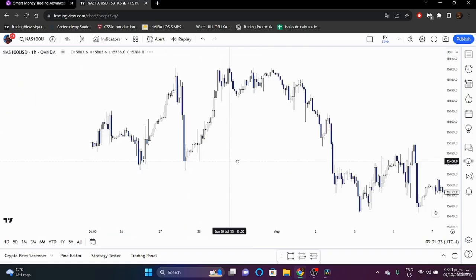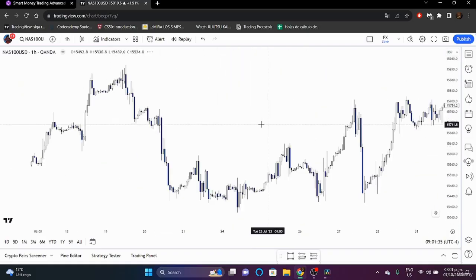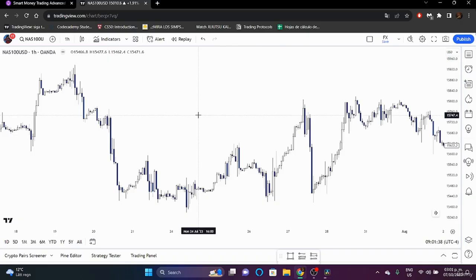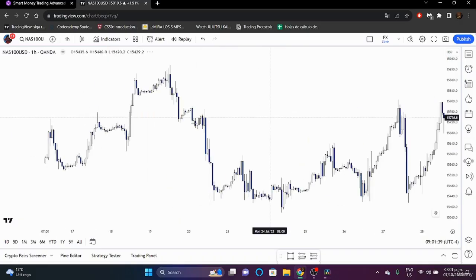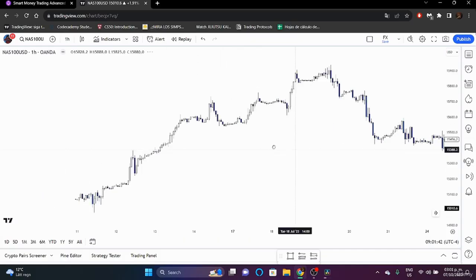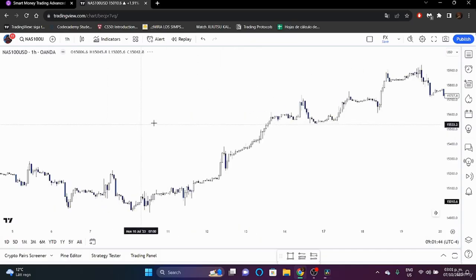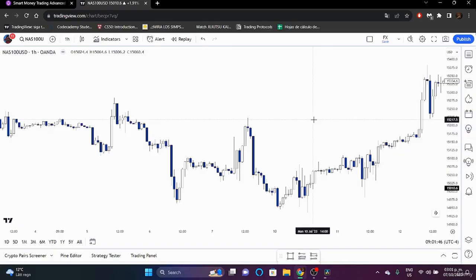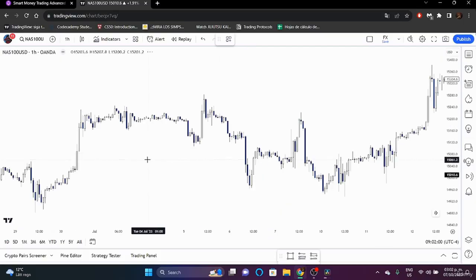What else can we find? I'm just going to show one last example, and then we're done. Okay? This one, perfect. We have this BPR. Well, actually no, now that I was going to mark this one, but this candle gets straight through it. So, nope, no BPR.